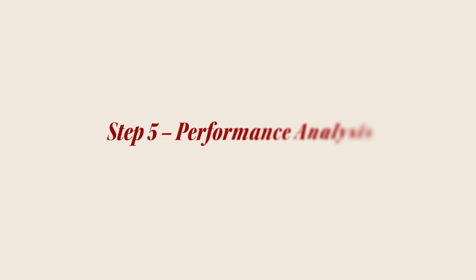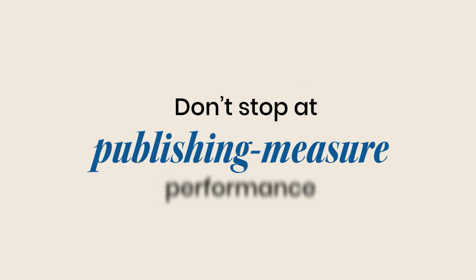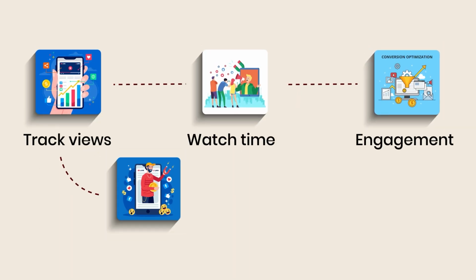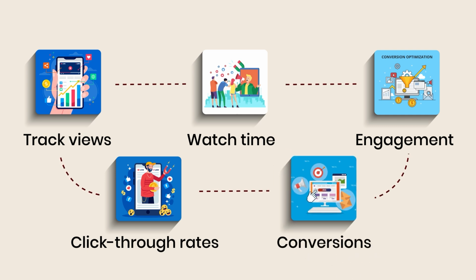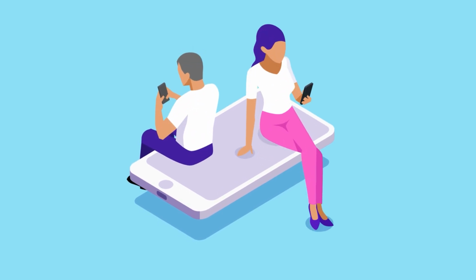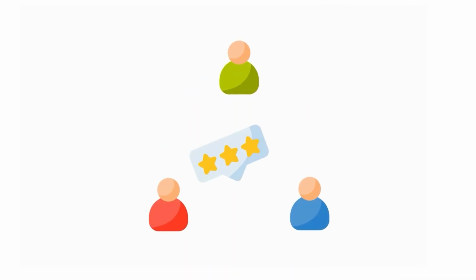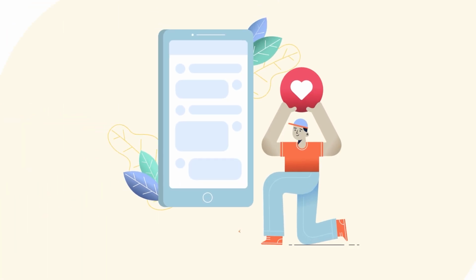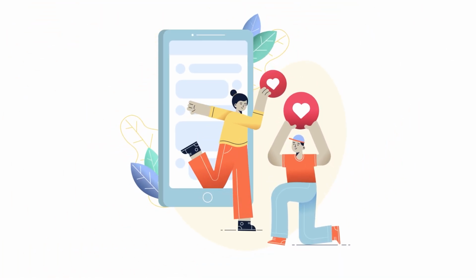Step 5. Performance analysis. Don't stop at publishing. Measure performance. Track views, watch time, engagement, click-through rates, and conversions. These metrics tell you what's working and what needs tweaking. Experiment with A/B testing. Listen to user feedback and keep refining. Update and repurpose your best content to keep it fresh and impactful.